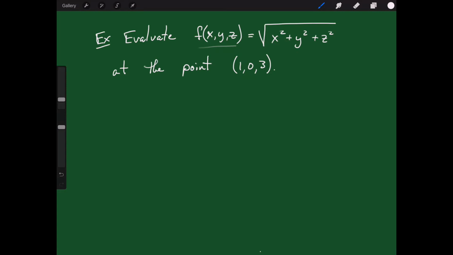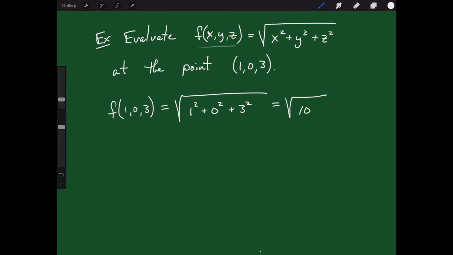So f inputs ordered triples. So we can talk about what is f of 1, 0, 3. So the x is 1, the y is 0, and the z is 3. And we simply plug in 1 for x, so we get 1 squared. We input 0 for y, so we get 0 squared. And we input 3 for z, so we get 3 squared. So what do we end up with? We get the square root of 1 plus 9, so 10. So we end up with just the square root of 10 if we input that 1 point. Okay.